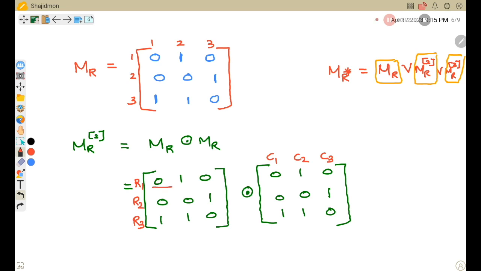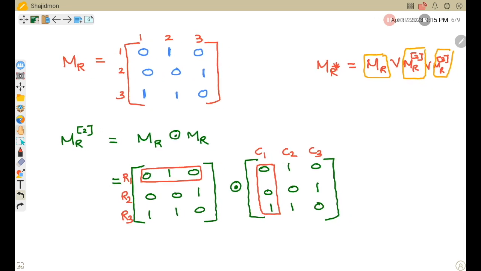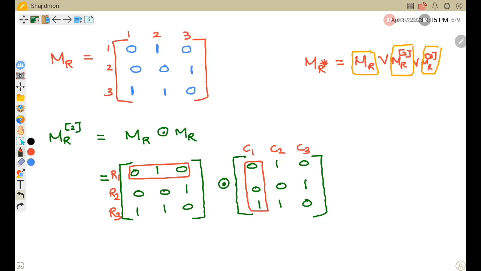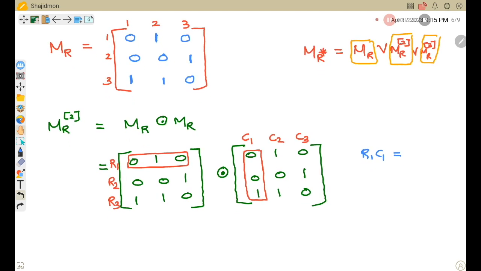Now first the first row is multiplied with the first column. I will show some of the steps, and the remaining steps you can do. So first I am doing R1 C1, first row with the first column. It is a Boolean product only, but we can study it like this easily. First number with the first number: 0 multiply 0 means 0. Or second number with the second: 1 multiply 0 is 0. Or third with third: 0 multiply 1 is 0. So 0 or 0 or 0.